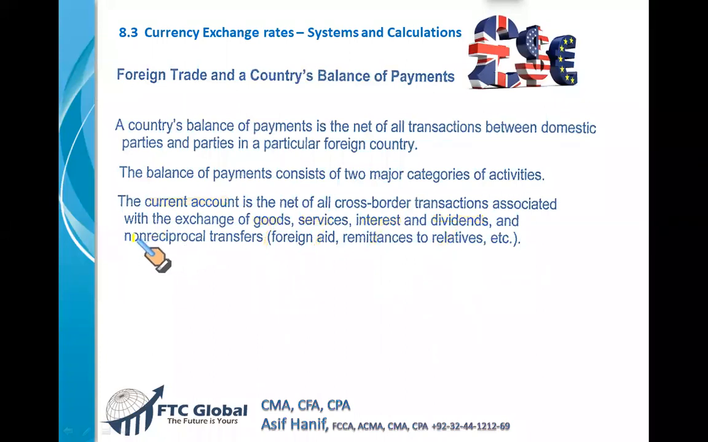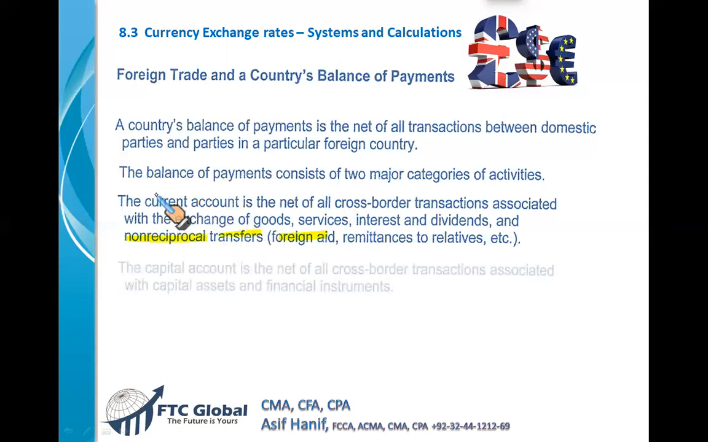It also includes non-reciprocal transfers. Non-reciprocal transfer means just a one-way ticket. Foreign aid comes into Pakistan and Africa, and it doesn't need repayment. You people in Saudi Arabia and the Middle East send money to your family as support. It doesn't come back, does it? So it's just a one-way ticket. Foreign aid comes, it doesn't go. Remittances to relatives are just a one-way ticket. Non-reciprocal means that it's just one way. Foreign aid is received, it's not returned. So all these are a part of your current account.